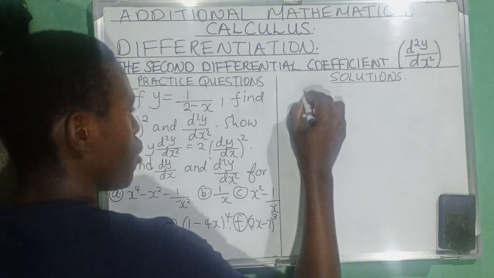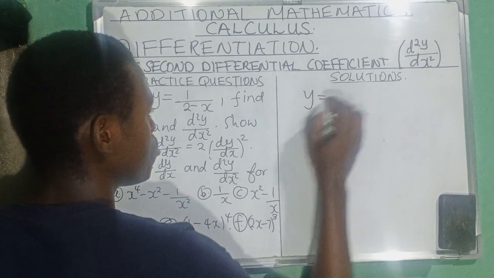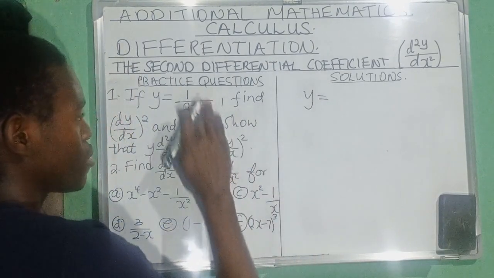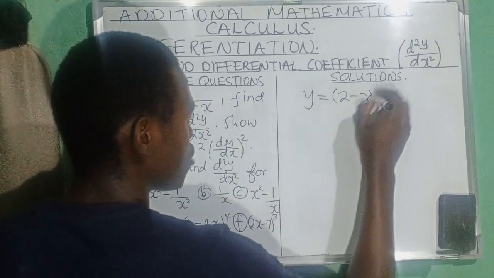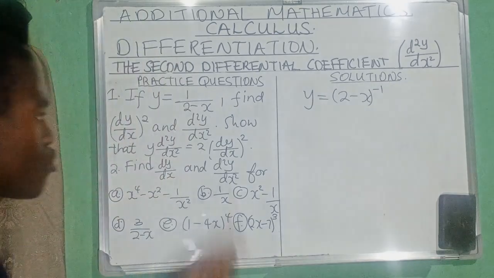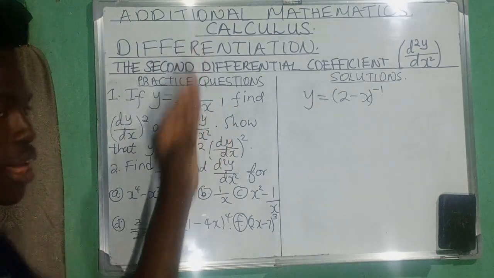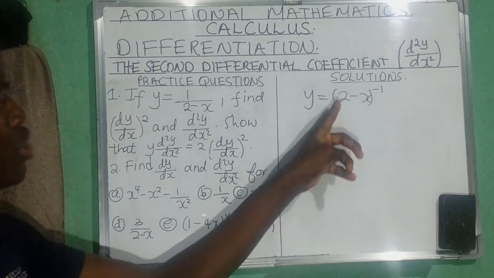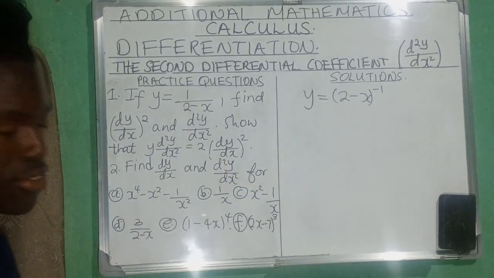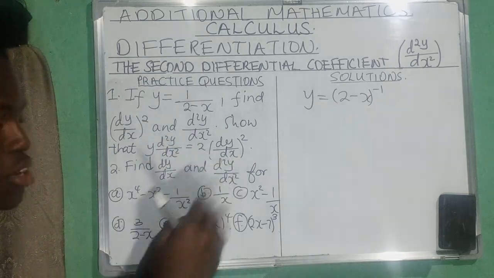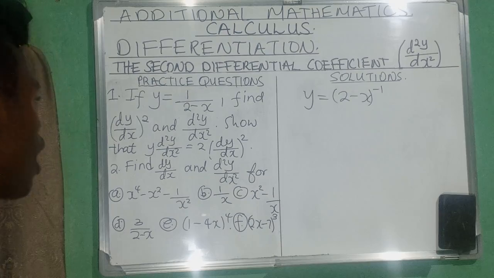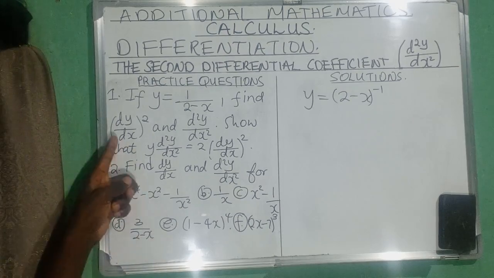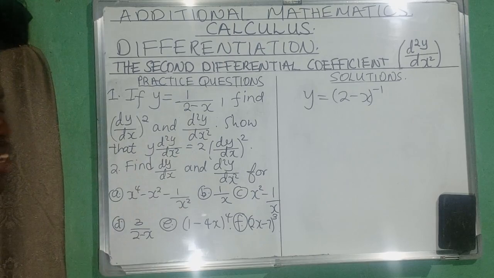We'll say y is equal to, okay, we have this particular function, but we're going to write it in this form: (2 minus x) raised to the power negative 1. So I've taken the 2 minus x up, and the two terms, the 2 and the negative x, are going to be in a bracket, and then we're going to raise it to the power negative 1. And then they're saying we need to find (dy/dx) squared and d2y/dx2.